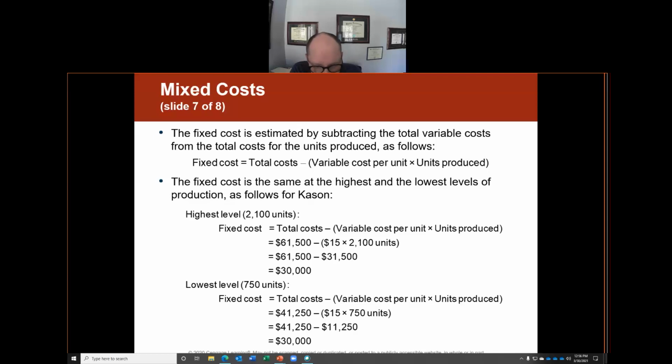Now we do the same to the lowest level. Total cost at the lowest level are 41,250 minus variable cost per unit, $15 times 750 units at the lowest level. Total variable cost at the lowest level, 11,250. Total cost minus variable cost equals 30,000 at the lowest level. We see that the two are the same. High level, 30,000. Low level, 30,000.